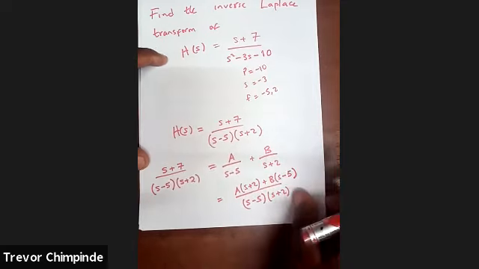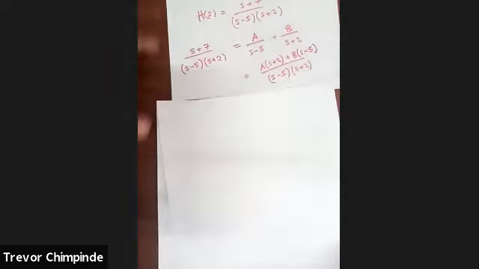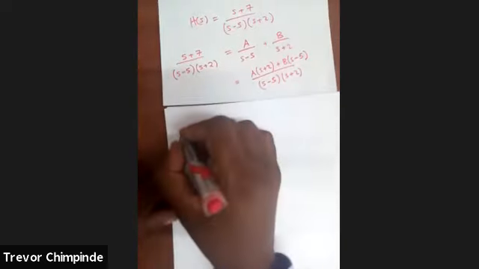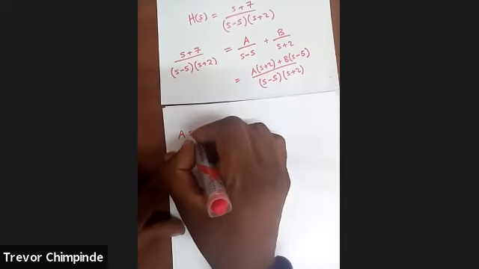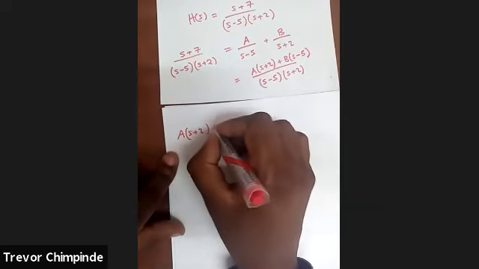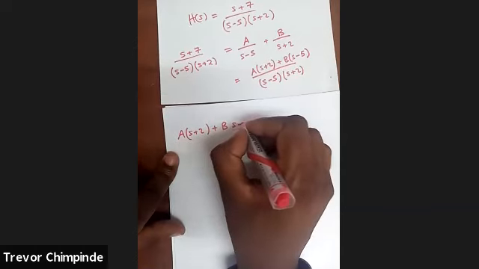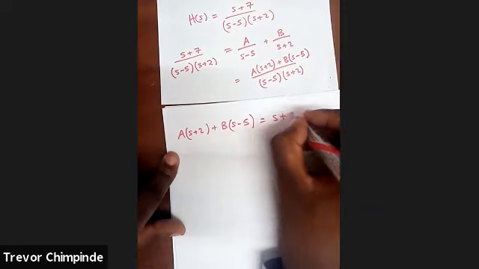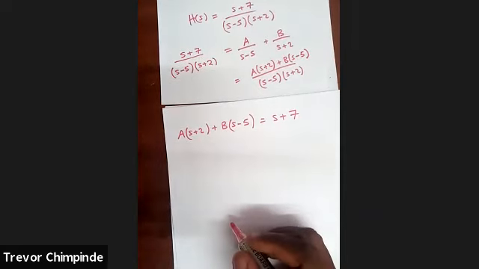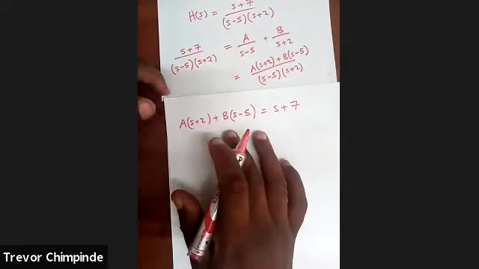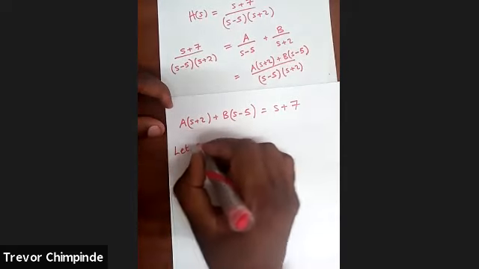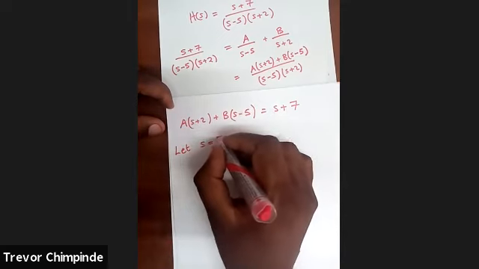Equating this to this, we get the following. The denominators are the same, so we just need to equate the numerators. So A(S plus 2) plus B(S minus 5) is equal to S plus 7. We want to find what A and B are. So we can say let S be equal to 5.